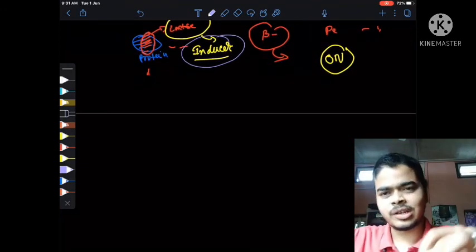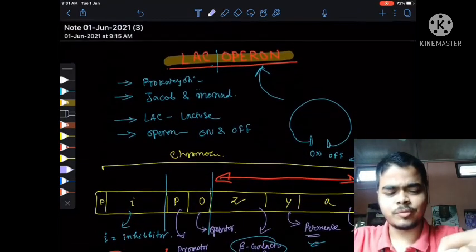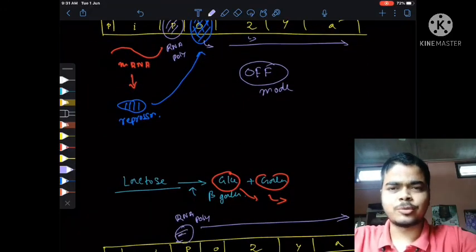So this is all about the lac operon. It is not so complicated, quite simple. Try to remember these things.